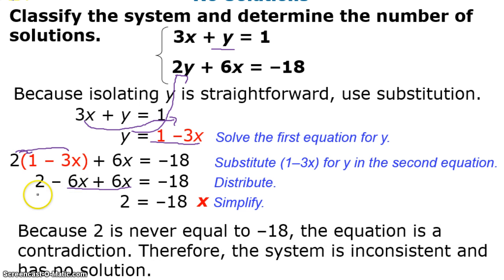And look what you have. You have the 2 left over here and the negative 18 over here. So once you simplify that, what do you have? You actually find that you have a contradiction, because 2 will never equal negative 18. Therefore, given a contradiction, the system is inconsistent and has no solution. Let's try another one.